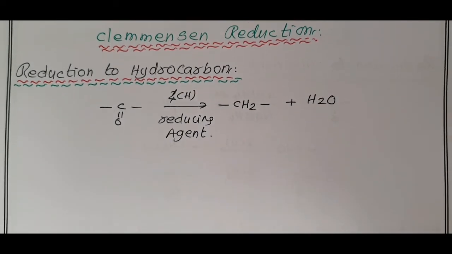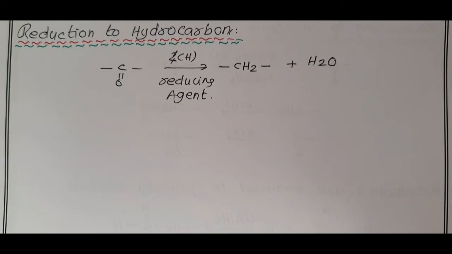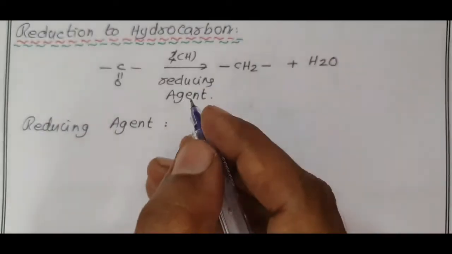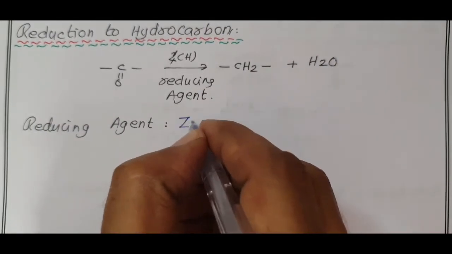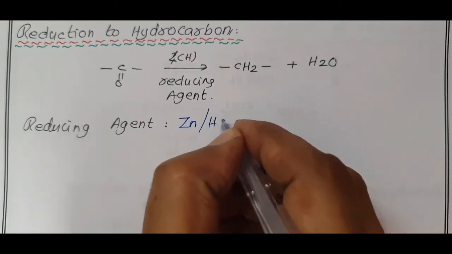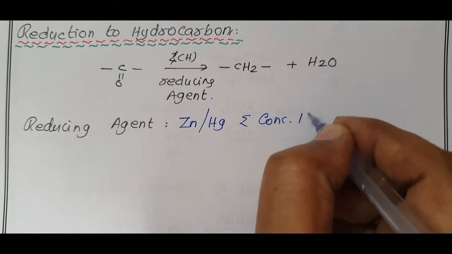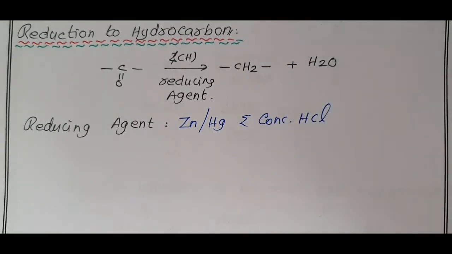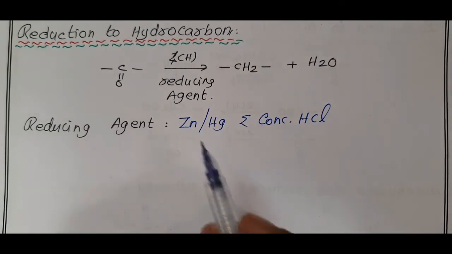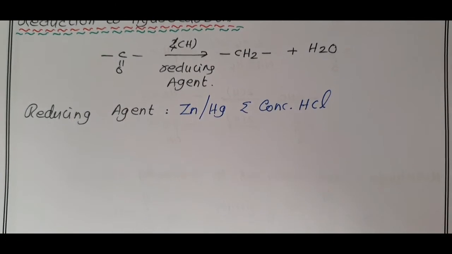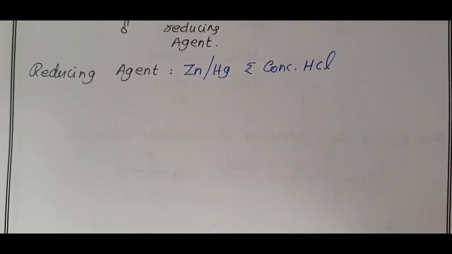In this, we are going to discuss Clemmensen reduction. The reducing agent used in Clemmensen reduction is zinc amalgam and concentrated hydrochloric acid, HCl. So, after writing the equation, I will tell what zinc amalgam is and why zinc amalgam is used.